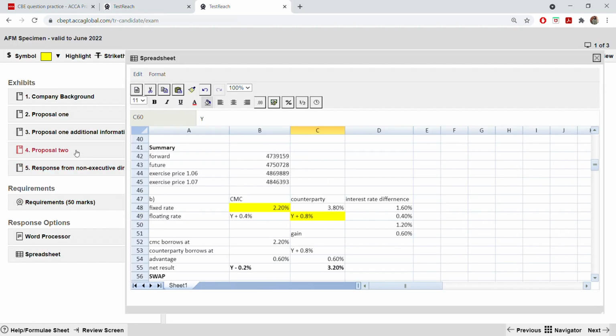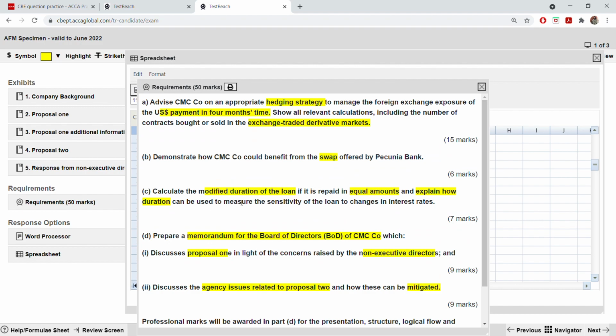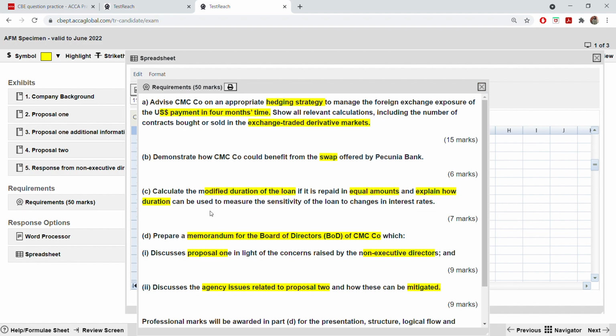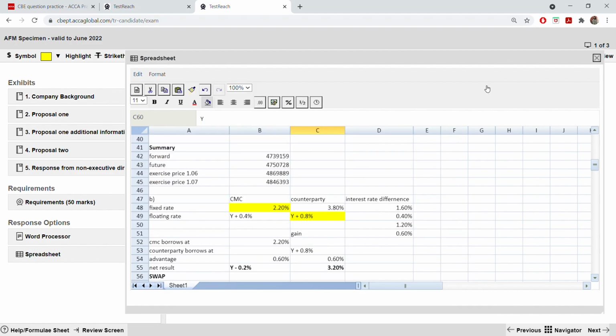Now we are coming to requirement number C. Modify duration of the loan and explain also. So the explanation part you can write here in Word, but calculating you can do in Excel. And this is a very common question. You can see your textbook answer. A revision kit is also there. Explain how duration can be used to measure the sensitivity of the loan to changes in the interest rate. So I'm not going to go through that answer, but modified duration, yes.